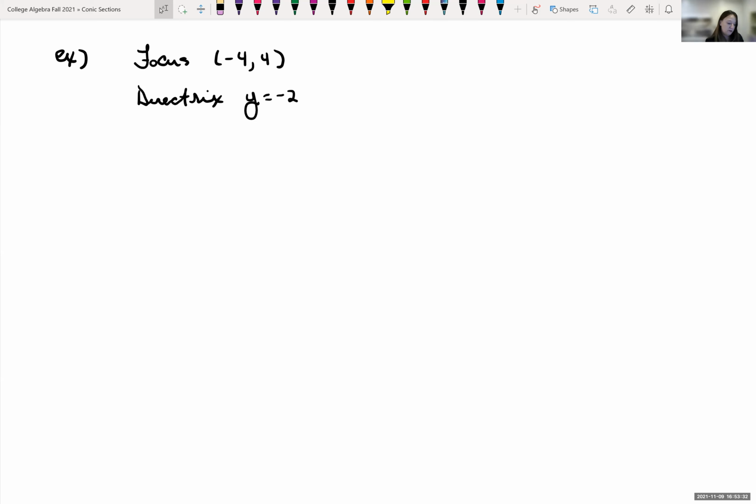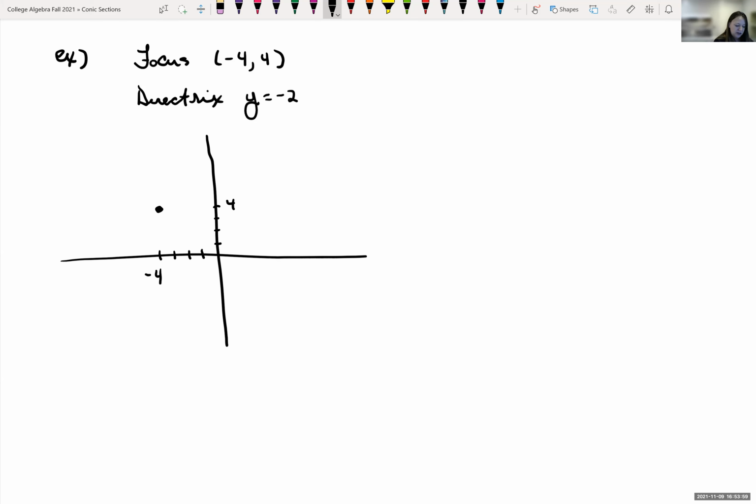Okay, so again, you want to plot what they're giving us, and that can help us figure out which equation we're going to need, which way our parabola is going to be facing. And with the information they gave us, we should be able to tell that. So if I plot that point (-4, 4), I have a point right here. And if I look at the directrix, which is that line y equals -2.